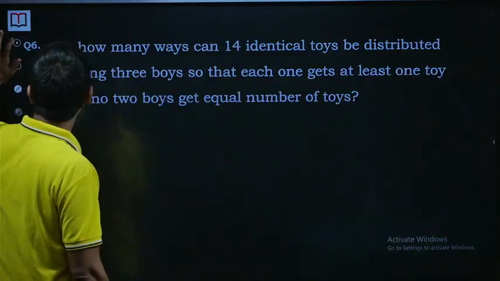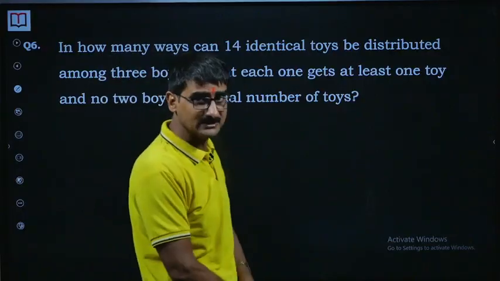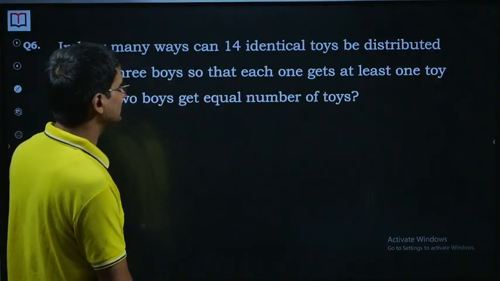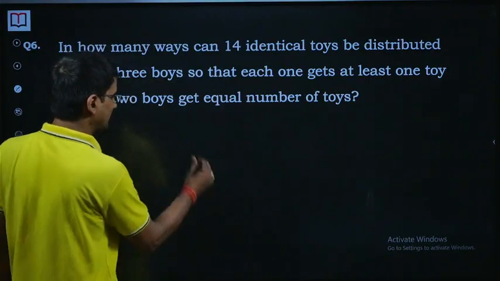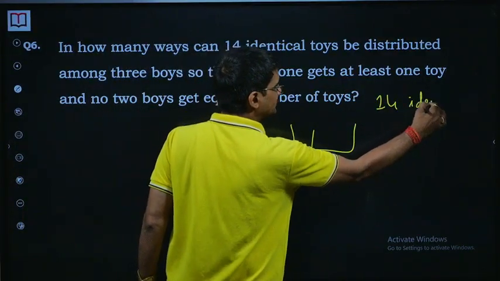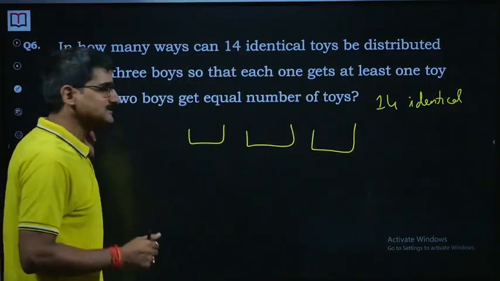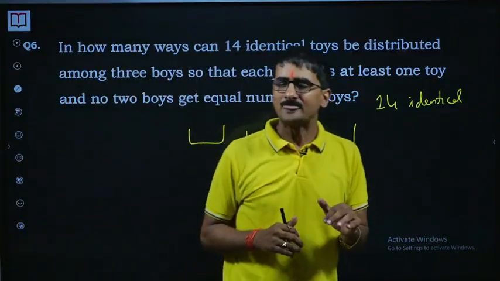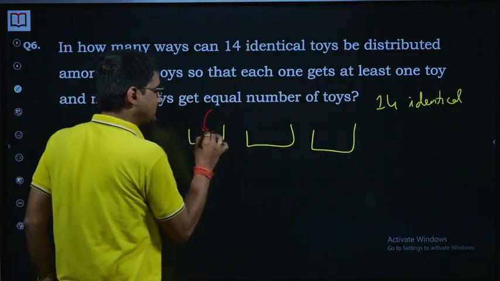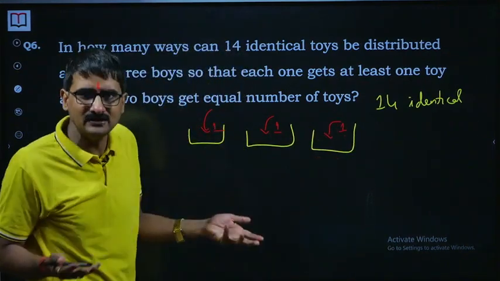So now moving to the next question. In how many ways can 14 identical toys be distributed among 3 boys so that each one gets at least 1 toy, no 2 boys get equal number of toys? So 3 boys means we have 3 boxes, 14 identical objects. Everyone gets at least 1. Since objects are identical, it's okay. There's only one way in which you can put 1 object here, 1 object here, and 1 object here, because they are all identical.